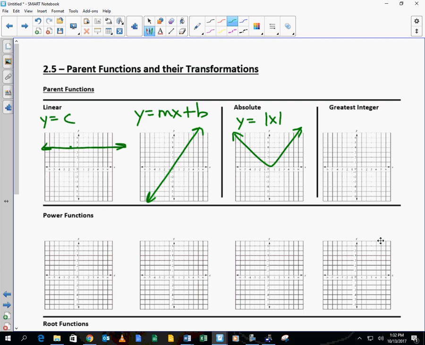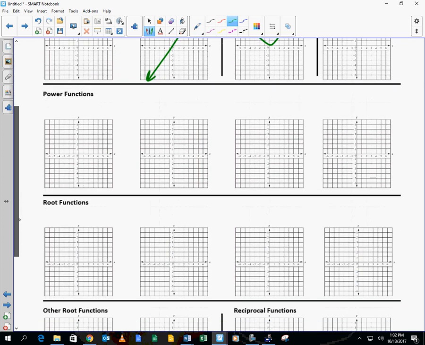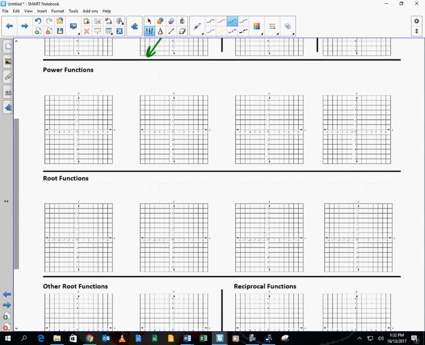We're not going to talk about the greatest integer function or the least integer function, or what's sometimes referred to as the ceiling function or the floor function. We just don't ever see it again, so I got rid of it. Power functions, y equals x squared. That's one you're very familiar with. It's just a parabola, okay? That should be easy. You guys should recognize that right away.